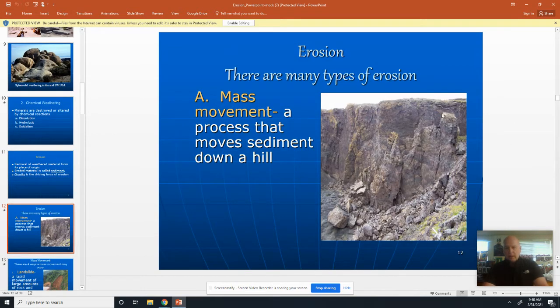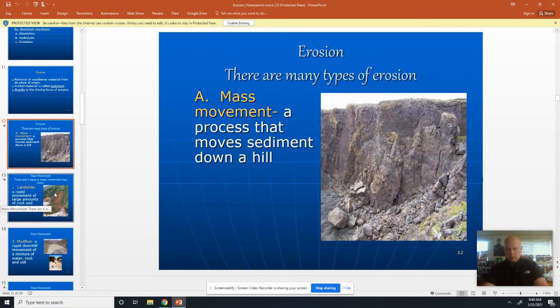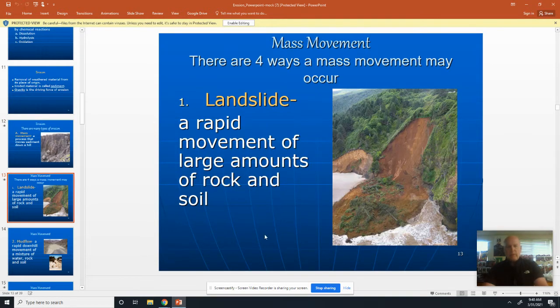Here is a mass movement. You see all this rock that's up here, and as it breaks down, it frost wedges or whatever, it just starts to fall down to here, and you got this nice little debris field down here. It's called breakdown. Then you have this other mass movement.